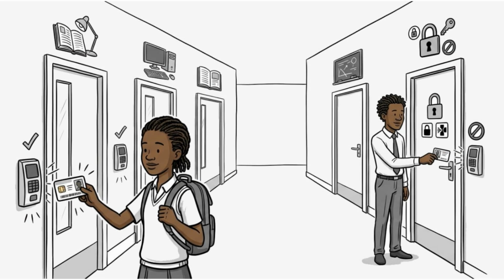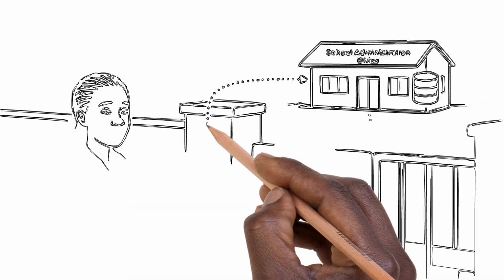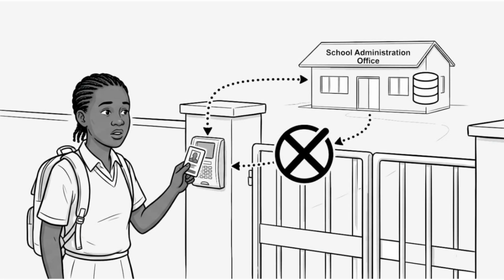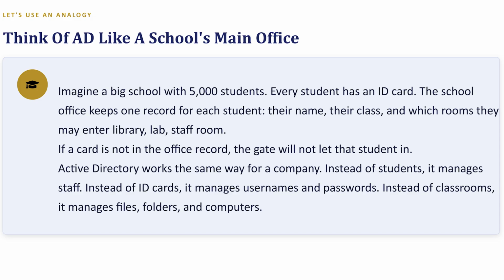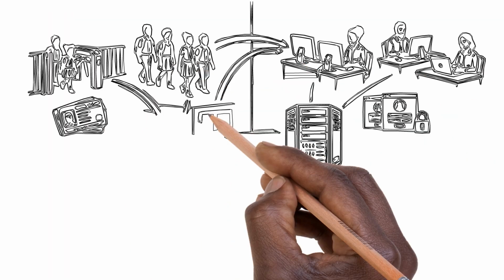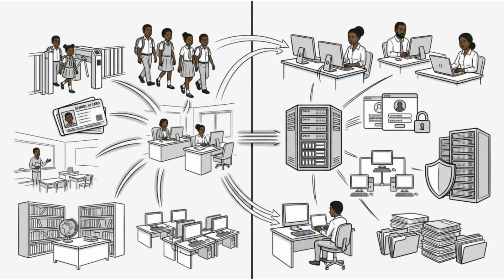Now, imagine you arrived at the school gate. The security officer checks your student ID. If your identity isn't recognized by the school's records, you don't simply walk in. That's the basic idea the slide is trying to communicate here. Now look at the comparison. On the school side, student ID card. On the company side, it is the username and password.